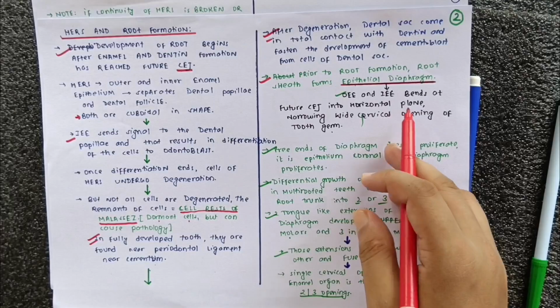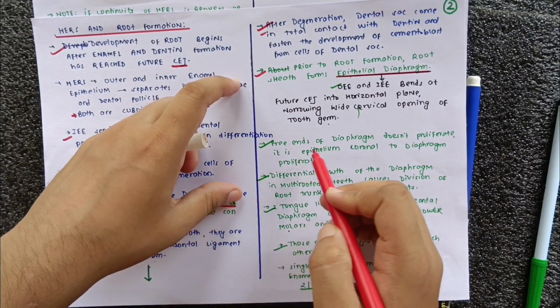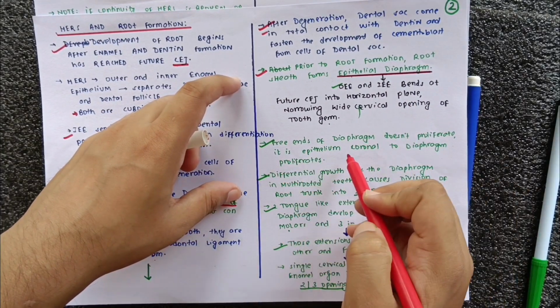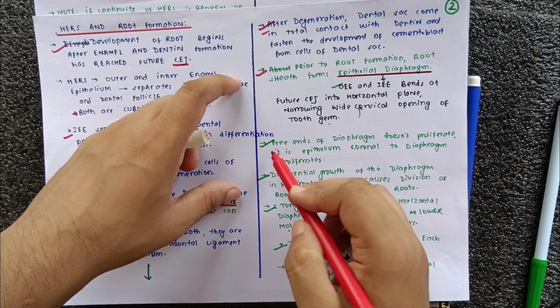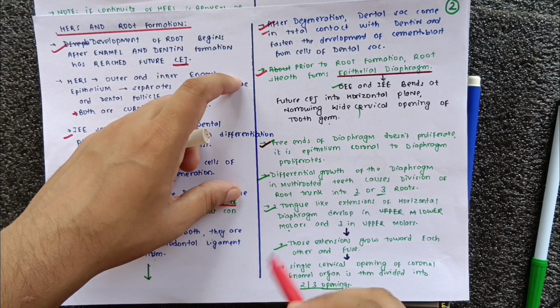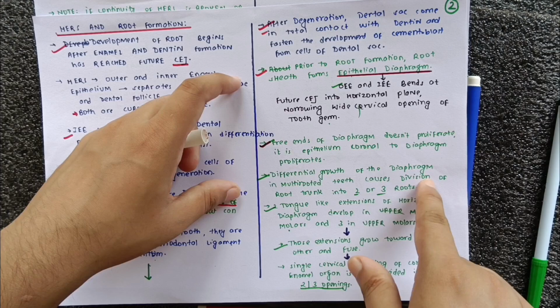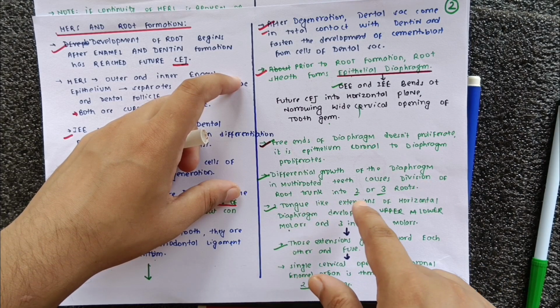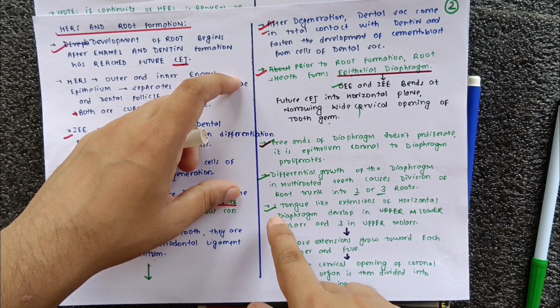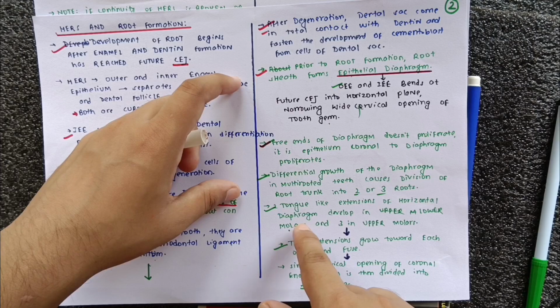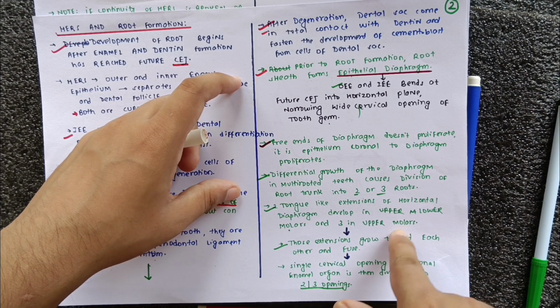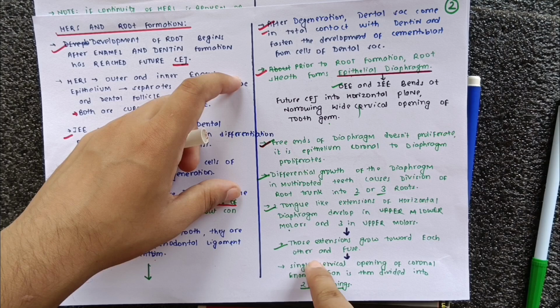And after that I have written here, the free end of the diaphragm doesn't proliferate, it is the epithelium coronal to the diaphragm that proliferates. So same thing I have written here. And after that, differential growth of the diaphragm in the multi-rooted teeth causes the division of the root trunk into 2 or 3 roots. So 2 tongue like extensions of the horizontal diaphragm develop in the lower molars and 3 in the upper molars, and those extensions grow toward each other and fuse, and the single cervical opening of the coronal enamel is then divided into 2 or 3 openings.